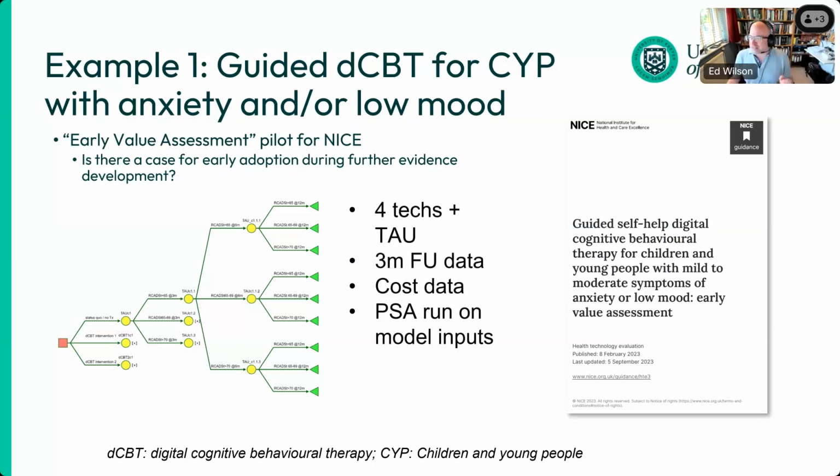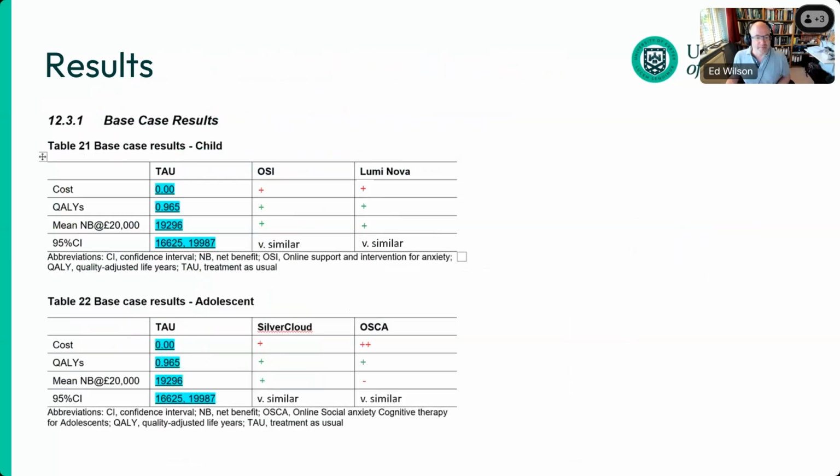The outcome was this thing called ARCADS, which is a measure of mental health status and well-being. This led to lots of other questions. We only had 3-month data, but we want to know, well, what's relapse like and so forth in the longer term? So the model was really developed with that in mind. We developed some pretty heroic assumptions and did a probabilistic analysis on the model inputs.